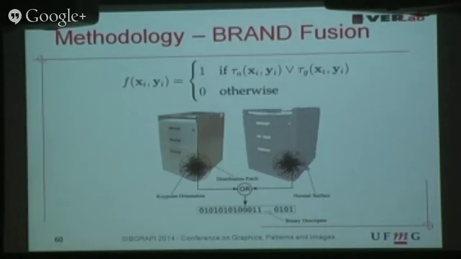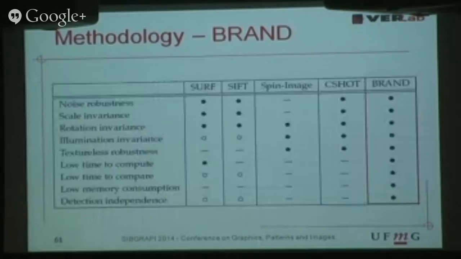And then you make an OR. There's an explanation why the OR is good. It's somewhere in some of the slides. And then you generate this binary descriptor, okay? So that's a very compact one.